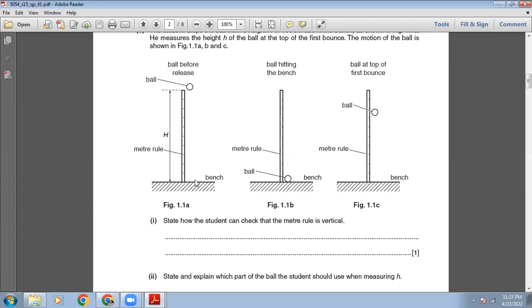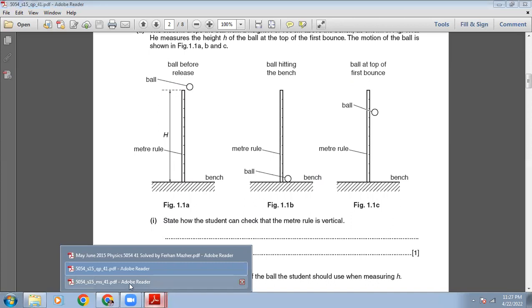Another method is by the plumb line. A plumb line is a thread, and at the end of the thread we have a metallic bob. So hang the plumb line along this vertical meter rule and check if the distance between the thread and the vertical rule remains the same throughout. That will mean that the rule is exactly vertical to the bench.